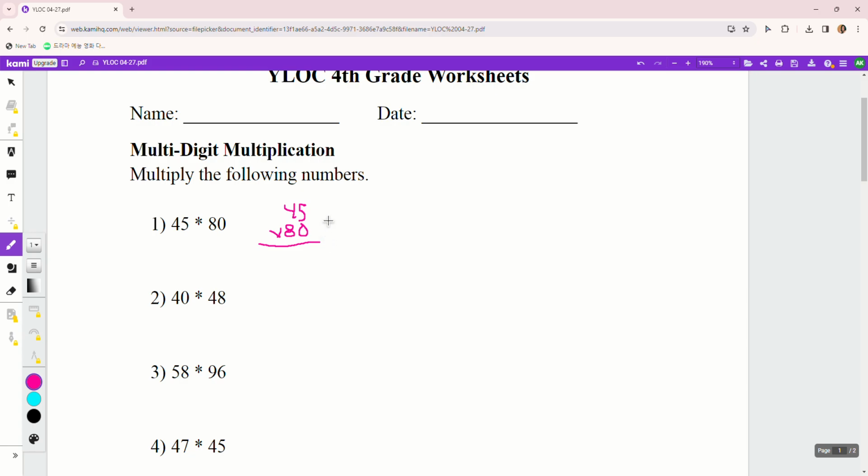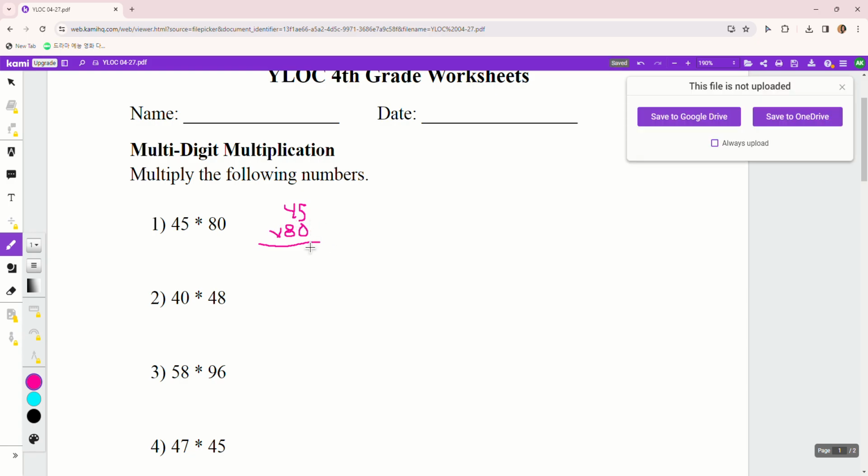So you would have to do 5 times 0 first, which is 0. And then 4 times 0, which is 0. 8 times 5, which is 40. And the 4 would go on top. And then 4 times 8, which is 32, plus 4 equals 36. And then you would add them all together, which is equal to 3,600.